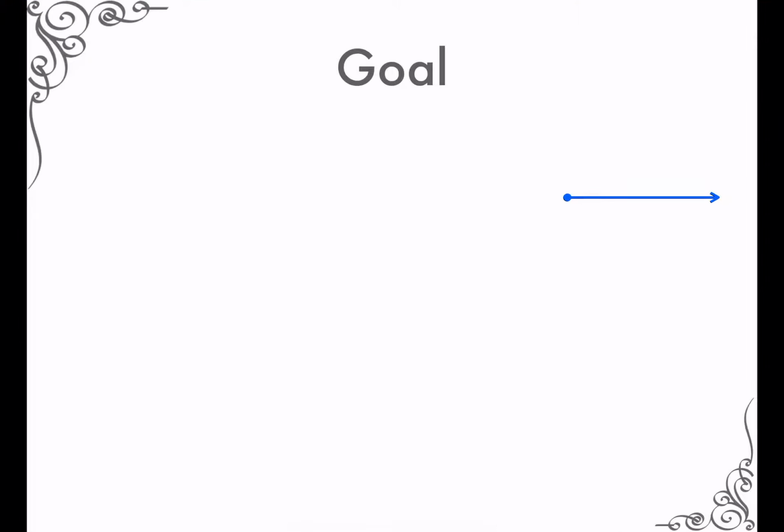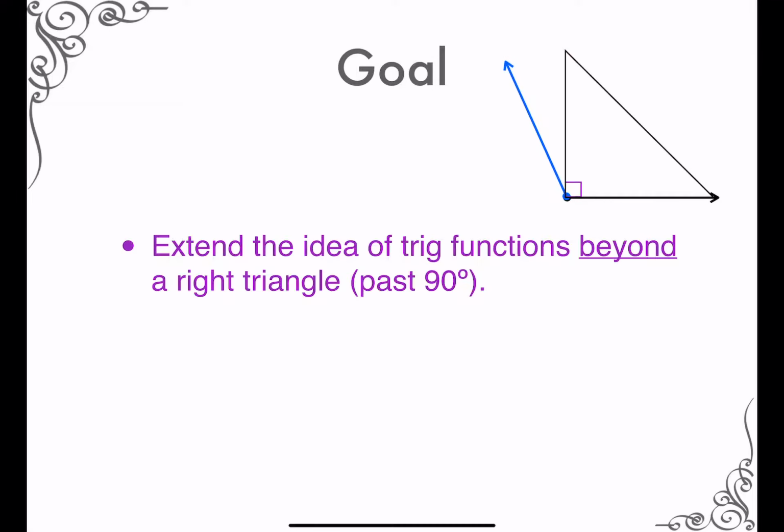All right, so the goal of this lesson, really, as you're watching these angles rotate around, is we want to extend the idea of angles and extend the idea of trig functions beyond just a right triangle. So far we've only been thinking about trig functions when it comes to a right triangle. Today we're going to look at how we can extend both trig functions and our understanding of angles beyond just 90 degrees.